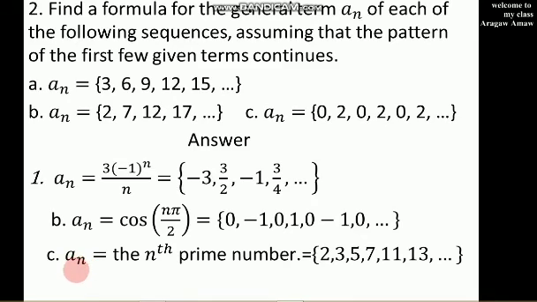And the third one, a_n equals the nth prime number. Natural numbers can be divided into prime numbers and composite numbers. Prime numbers start from 2. That means prime numbers are numbers which are divisible only by themselves and 1. Therefore the first prime number is 2, the next 3, 5, 7, 11, 13, and it continues like this.